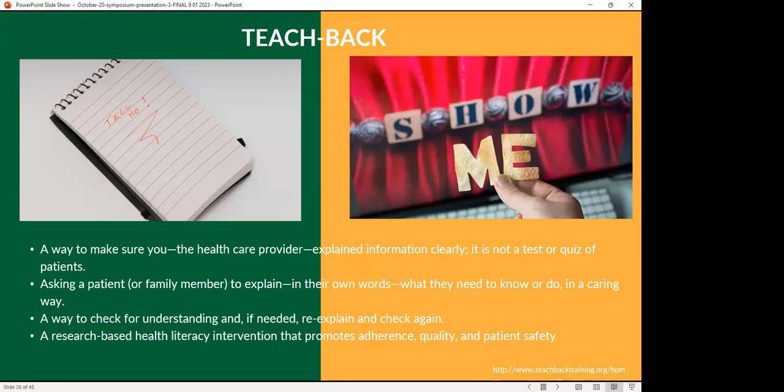And sometimes what I say is I put the onus on me. I say, I know that I gave you a lot of information or complex information, and I want to make sure that I taught it in a clear way. If you were to share this with your relative, can you say this in your own words just to make sure I explained it correctly?